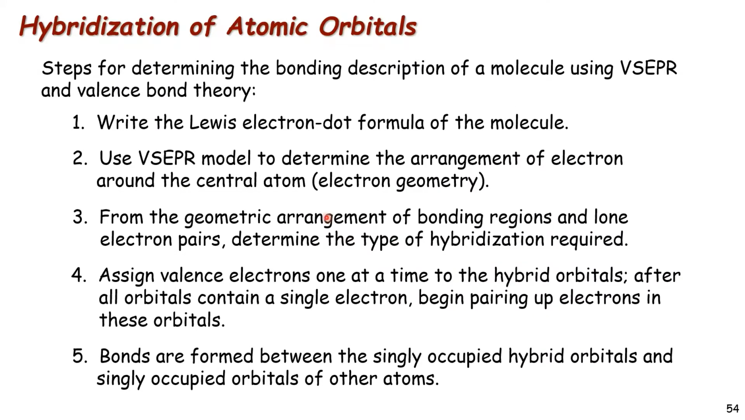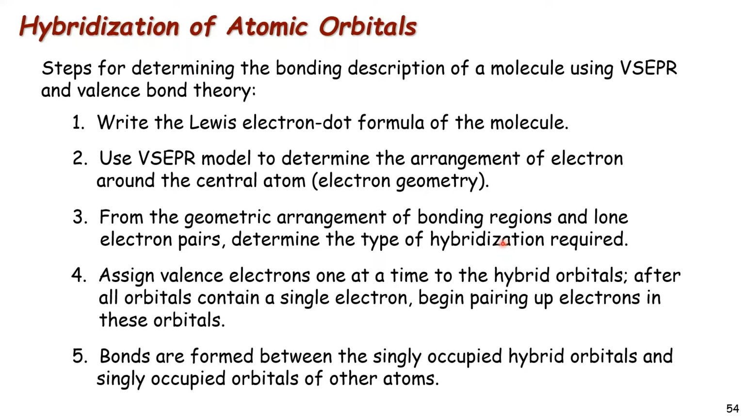Okay, now steps for determining hybridization. First, you've got to write the Lewis electron dot formula for the molecule. You're going to use VSEPR to determine the arrangement of electrons around the central atom, which would be the electron geometry. From the geometric arrangement of the bonding regions and lone pairs, determine the type of hybridization, right? You're just going to count them up. How many regions of electron density are there? And then again, you're going to start with the s, use as many p's of the 3 p's that you need.